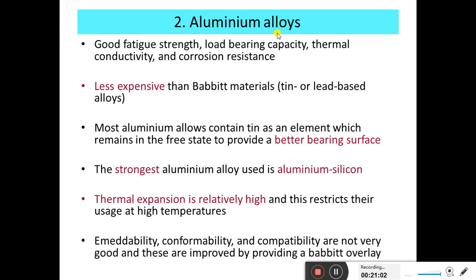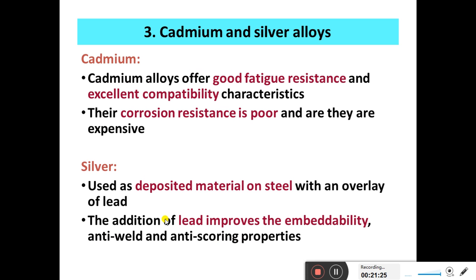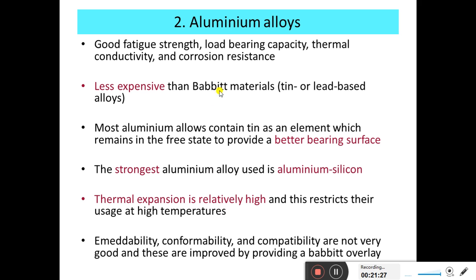Okay. And of course, these are the other important properties: conformability and compatibility are not as good when compared to the previous one, but they are moderate when compared to other metals. It is moderate. Clear? This is the aluminium alloy. It's the next important bearing material in metals.